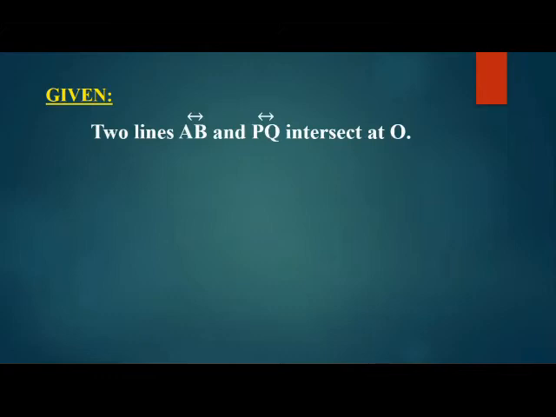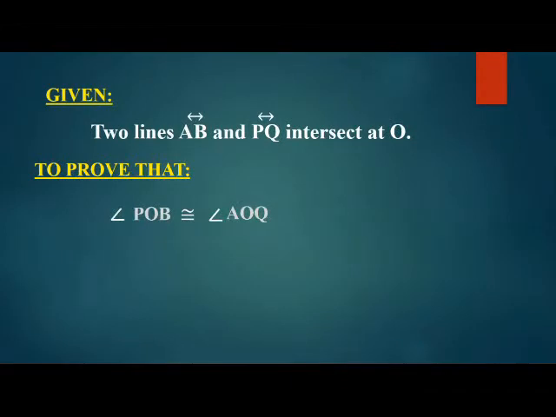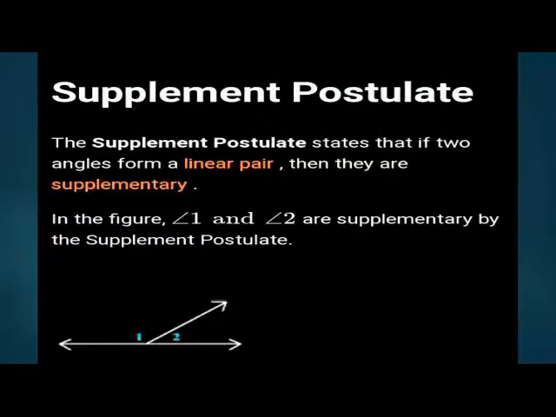Now, with the help of the figure and the statement itself, we have concluded that the given is: 2 lines, the first is AB and the second is PQ, intersect at O. This was given. We have to prove that the vertically opposite angles, which were POB and AOQ, and there is another pair, AOP and BOQ, both pairs are congruent. The first pair is congruent to each other and the second pair is congruent to each other as well.